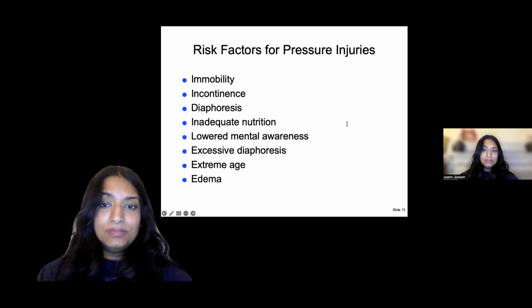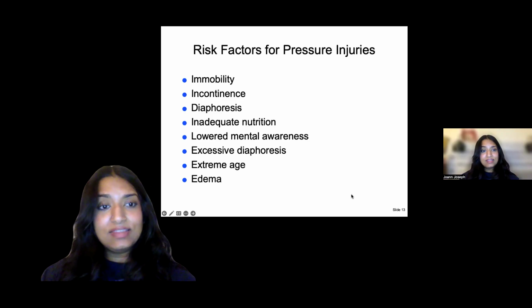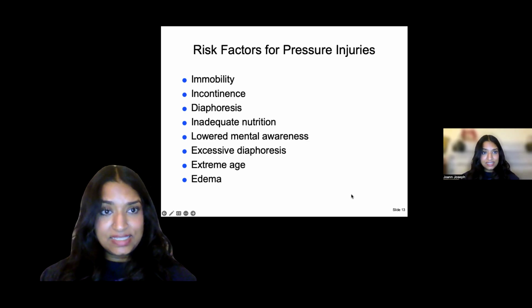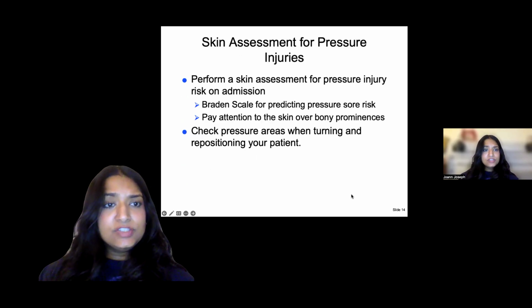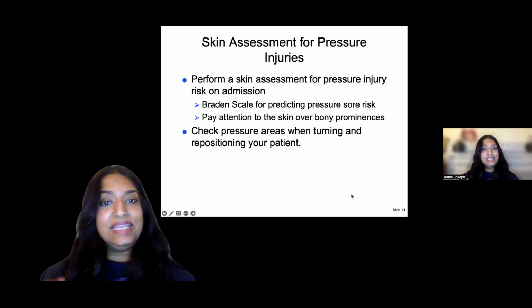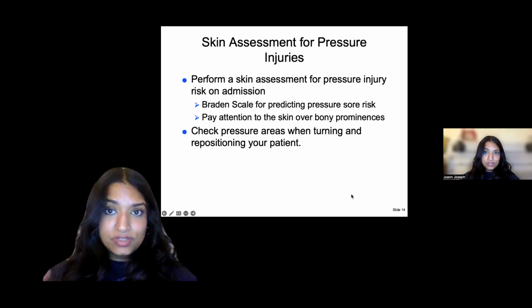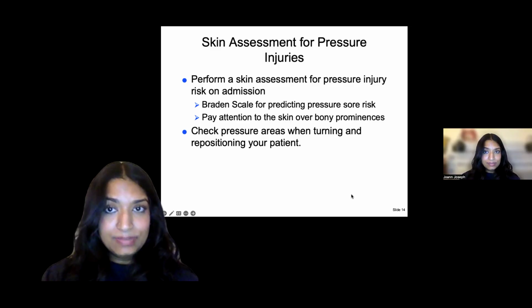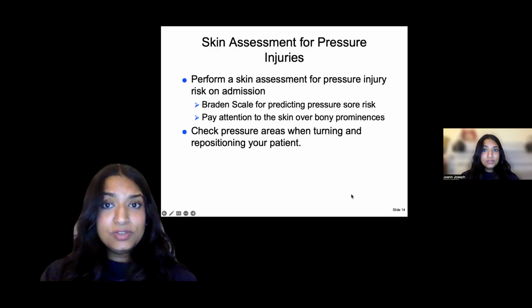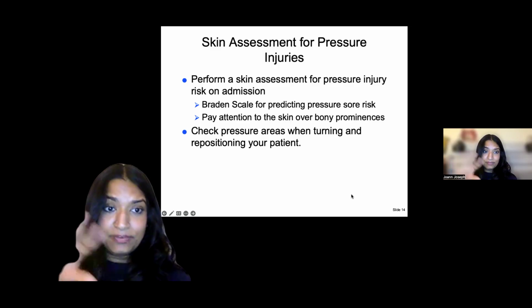So try to take a good look at this list, pause the slide, and then make sure you understand it and can recognize these. You want to perform a skin assessment for pressure injury on admission. The reason why you do this on admission is you need to know what the patient's skin looked like before they got there.